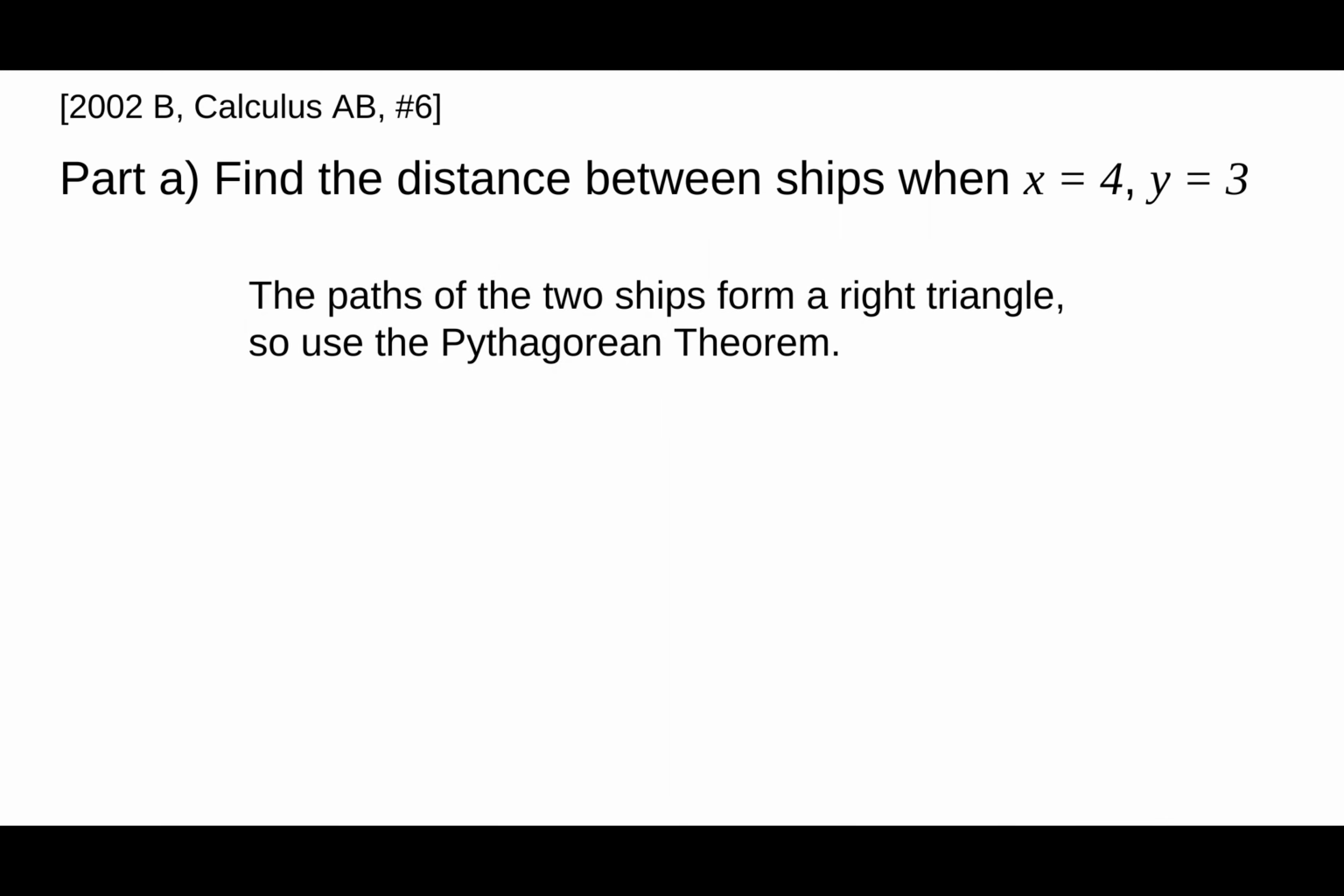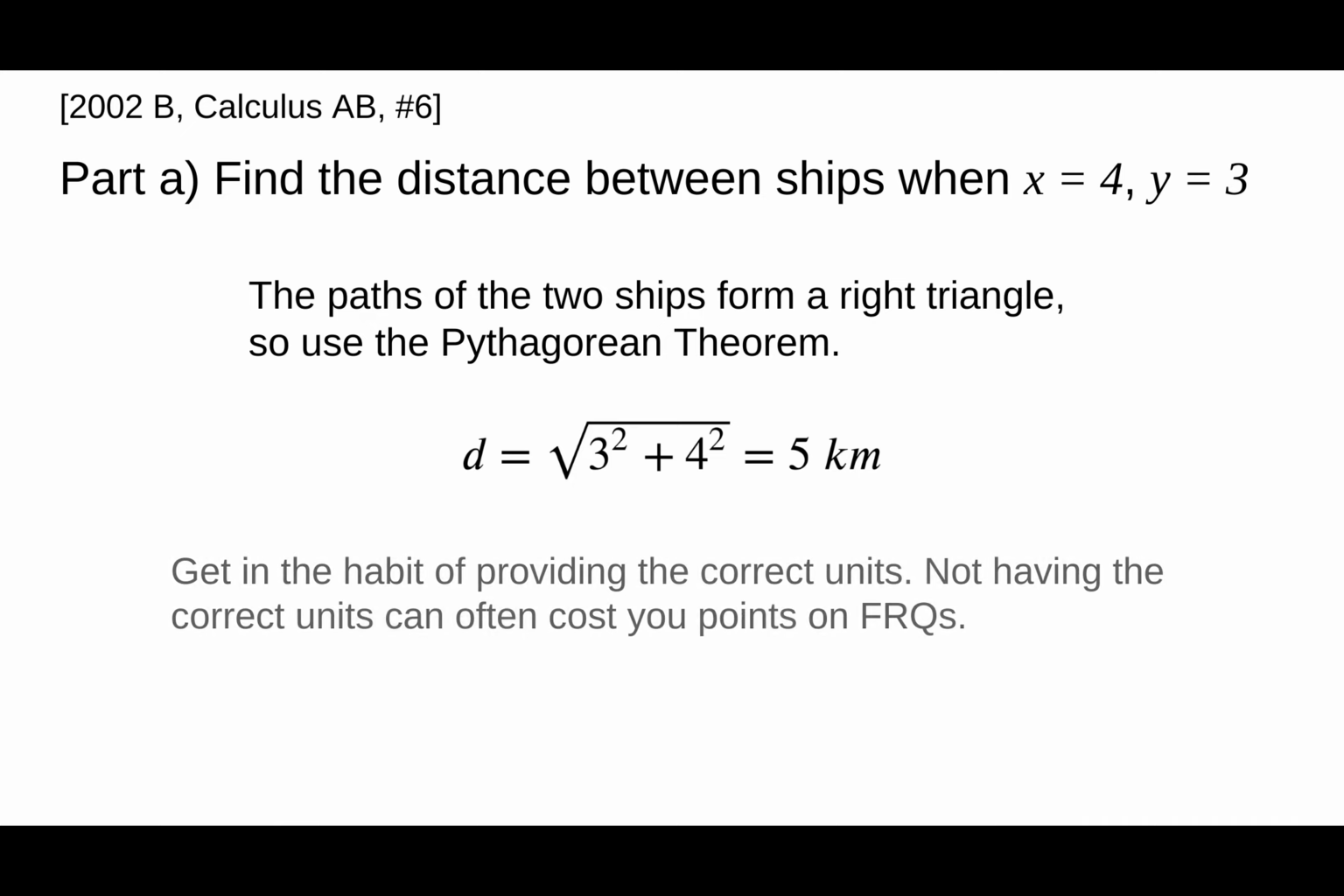Since the two paths of the ships form a right triangle, we can use the Pythagorean theorem to determine the distance between them. So the distance between them is the square root of 3 squared plus 4 squared, which is the square root of 25, which is 5. So the two ships are 5 kilometers apart at that time.